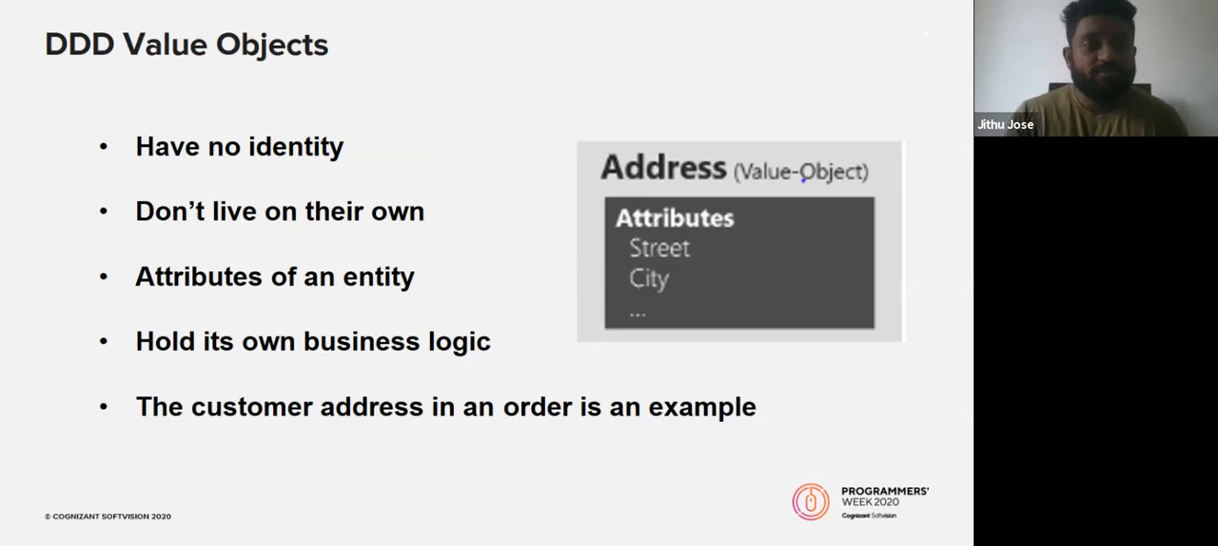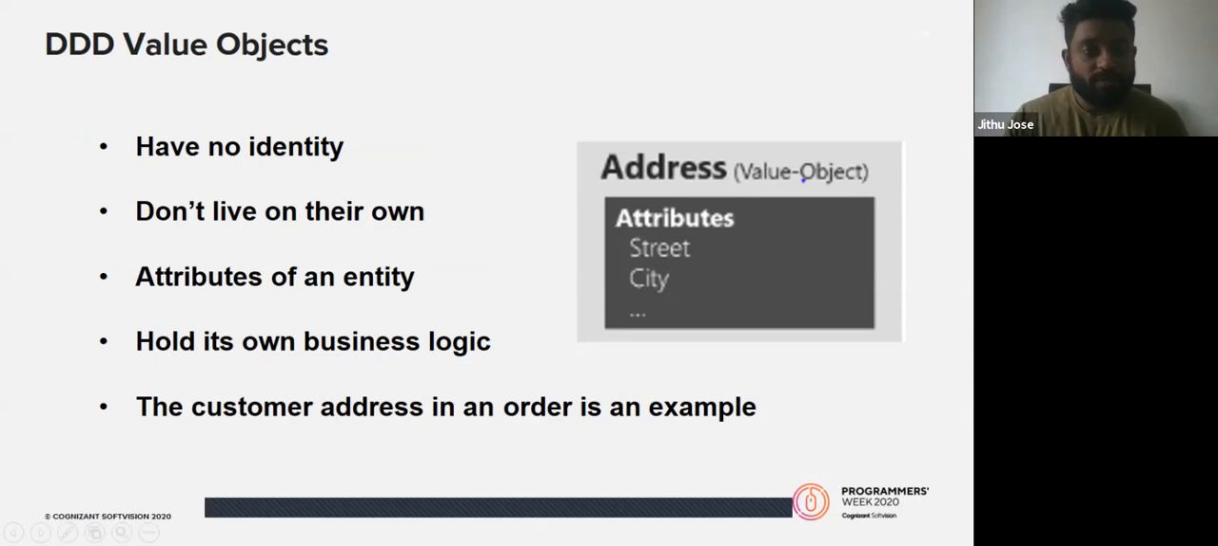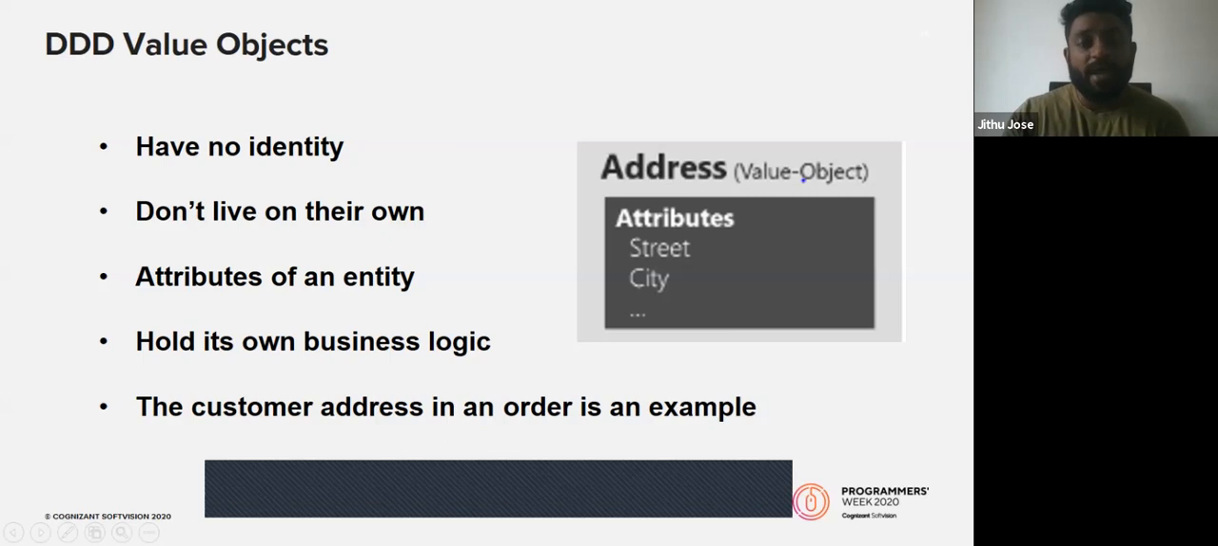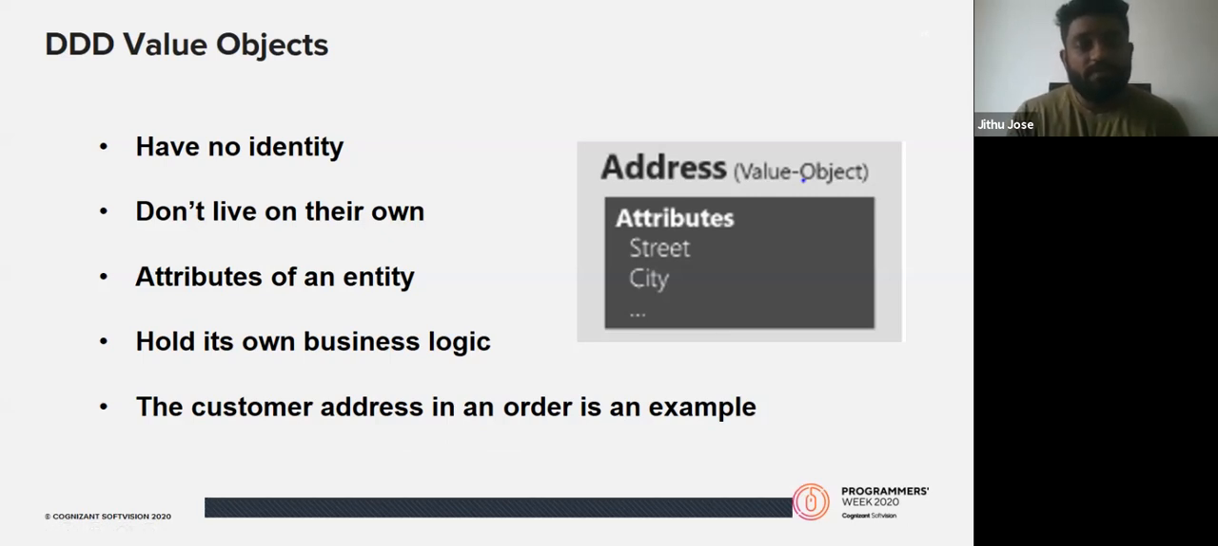Then comes the value object. The value object is something which doesn't have an identity. Since it doesn't have an identity, it cannot live alone. Most of the time, it will be an attribute of an entity. Even if it doesn't have an identity, it can have the business logic that is associated with it.